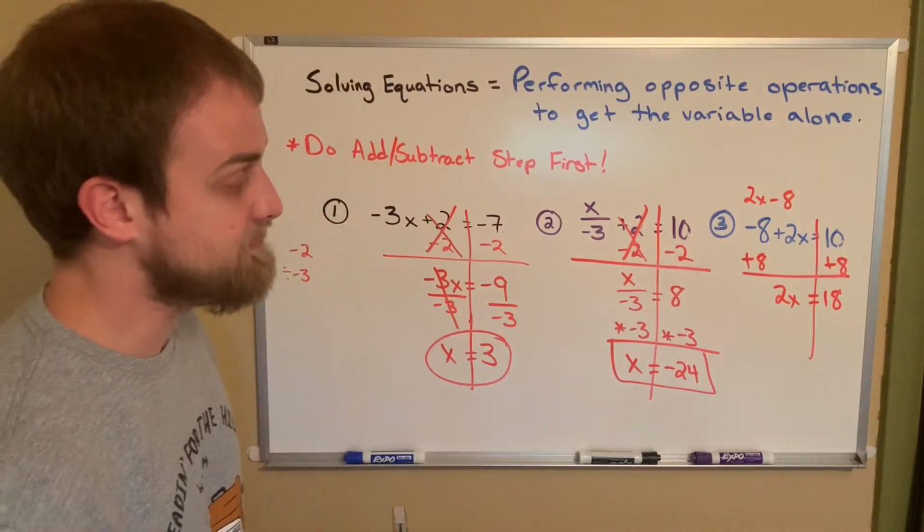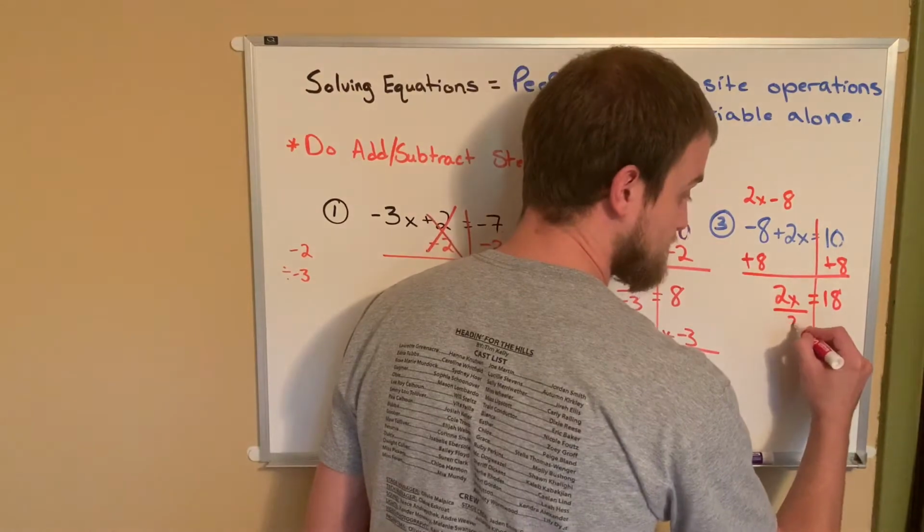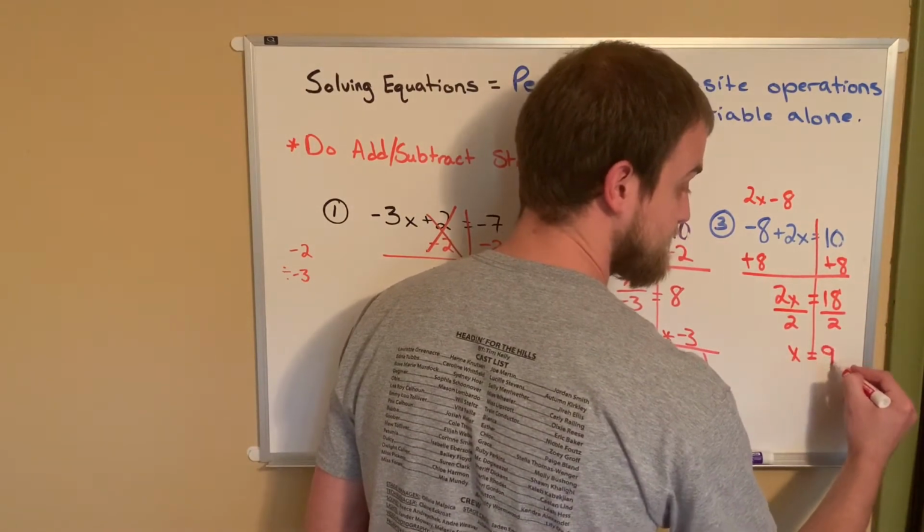Now I'm one step away from the finish. 2 times x, right? So to undo that, I'll divide by 2 on both sides, and I'll get x equals 9.